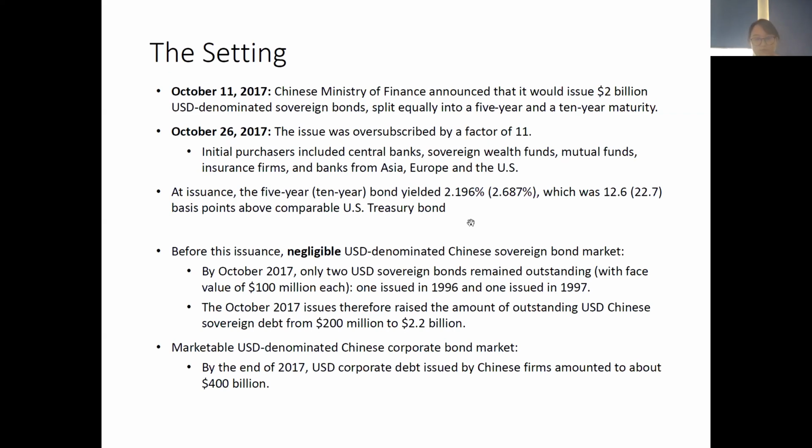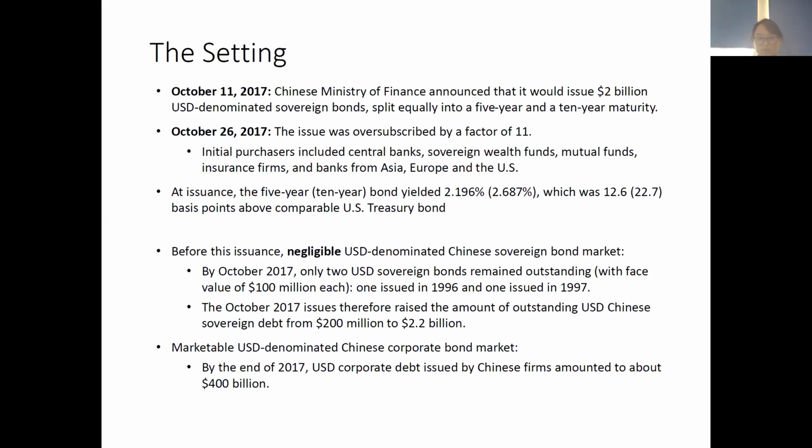Also remember in previous slides we mentioned that the difficulty of the setting is to have a relatively rich corporate bond pool, but there is no existence of sovereign bonds in this market. And that's exactly the case for our setting.